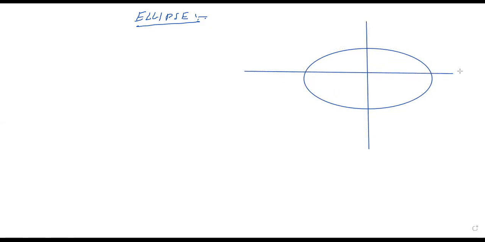Ellipse. Do you know the shape of an ellipse? It's like an oval. Yes, it's like an oval shape. Okay, so if we draw a coordinate system, this is the x-axis, this is the y-axis.